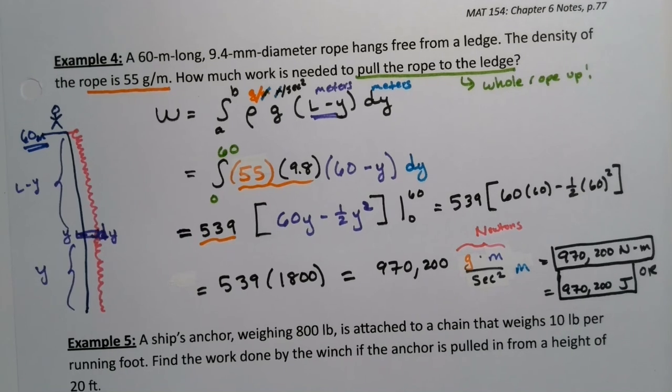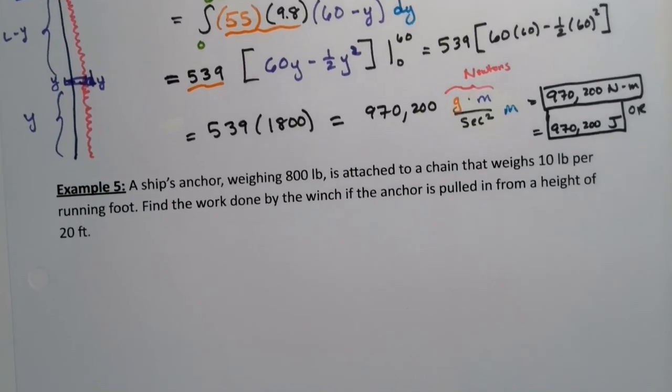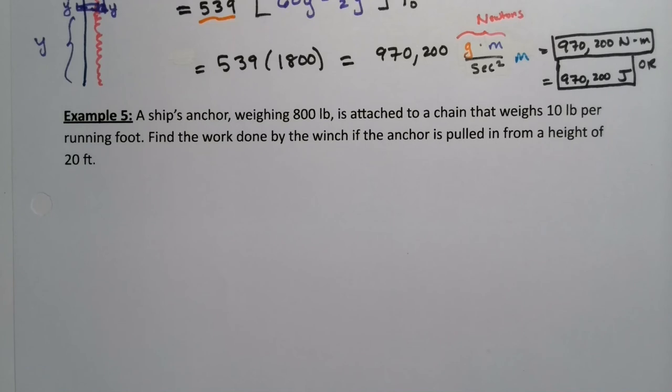All right, let's do another one. So we have a ship's anchor weighing 800 pounds. It's attached to a chain that weighs 10 pounds per running foot. Find the work done by the winch. Oh, this is going to be terrible.